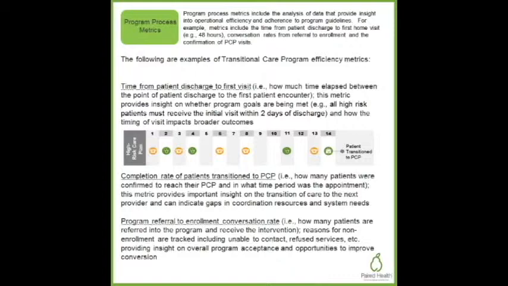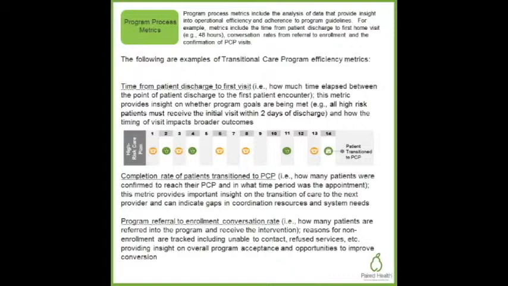Finally, for hospital-wide referral-based programs, another telling metric is tracking your program's referral to enrollment conversion rate, or the percentage of all patients who actually receive a home visit divided by the total number of patients who were recommended for a home visit. There can be multiple reasons for non-enrollment that ideally should all be tracked.